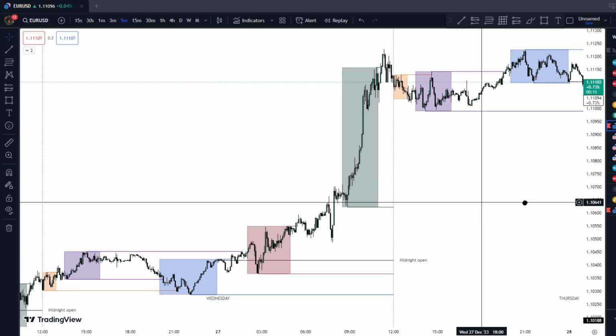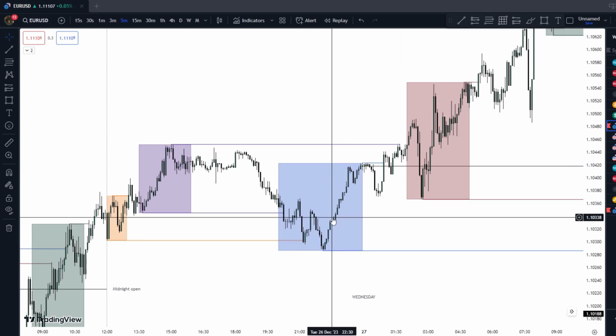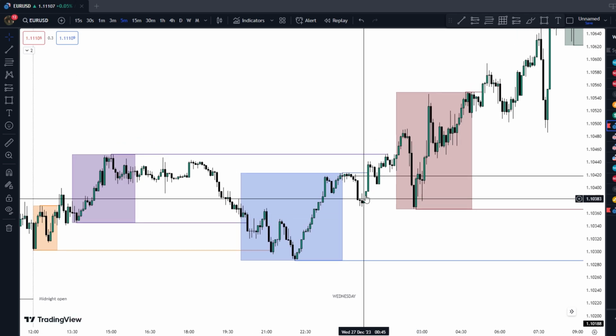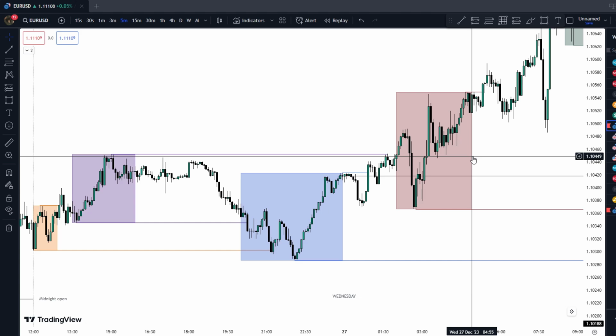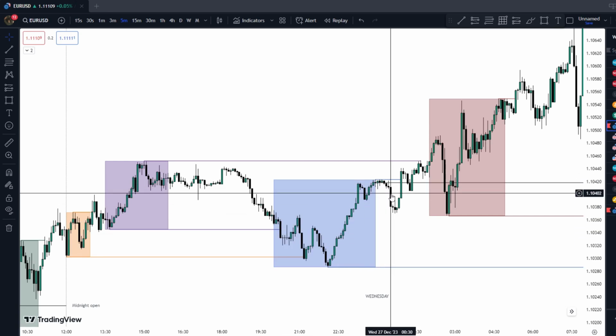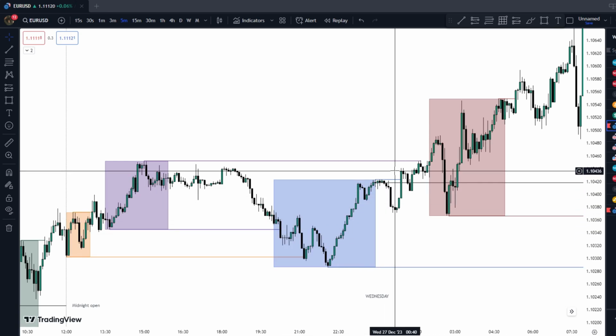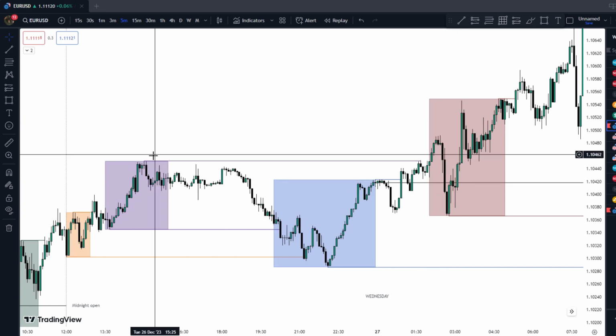What do we have here? So what are we waiting for before London? We're waiting for Asia high to get raided, and we trade only the London session, from 2 a.m. to 5 a.m. New York local time. So we come up at 1 a.m. We raid Asian highs. We also raid this high before London as well.